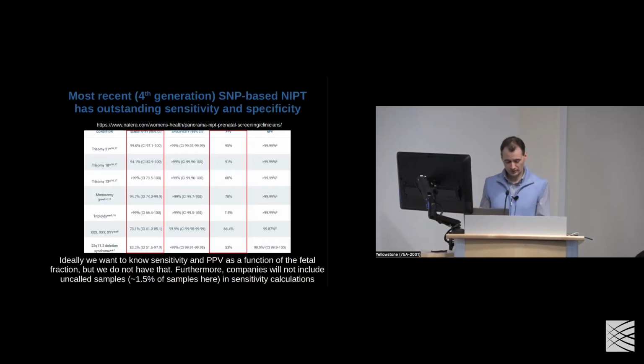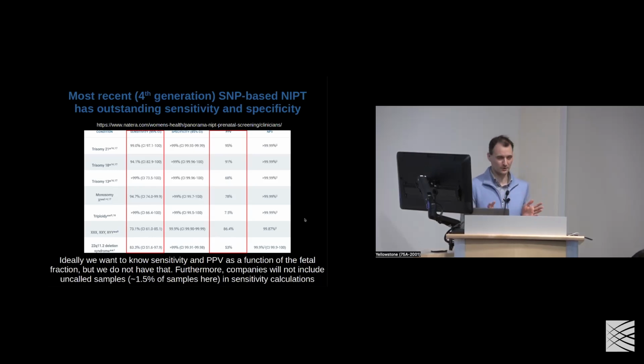And so to conclude this section about mosaic chromosomal alterations, I show you a table here with the latest version of one test I selected. This is actually the Natera Panorama test. Sensitivity, specificity, and PPV are really high, both now for trisomy and for microdeletions like 22q11. Other microdeletions don't have as high a precision.